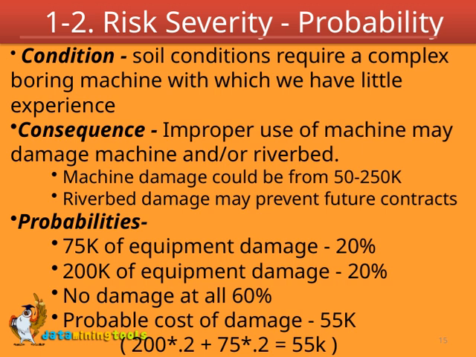Now, when we look at the probabilities, there's about a 20% chance of equipment damage costing around $50,000, and another 20% chance of more severe damage costing up to $200,000. The remaining 60% indicates there's a good chance nothing will go wrong at all. Calculating the expected cost of damage, it comes out to about $55,000. That's based on the probability-weighted average of the potential damages.